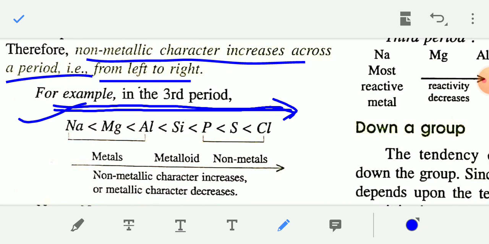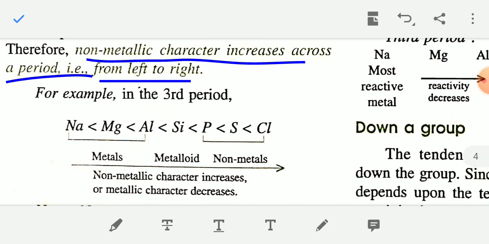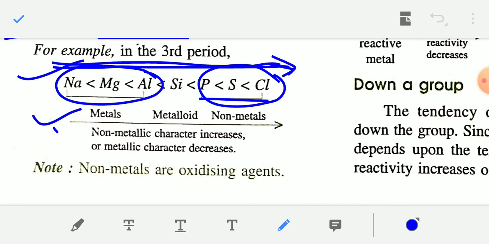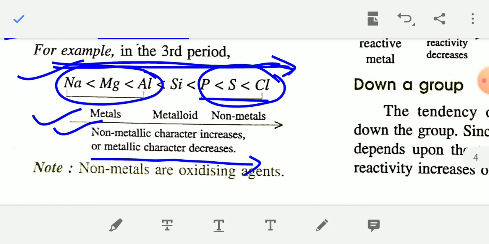So non-metallic character increases. Phosphorus, sulfur and chlorine are non-metals, and sodium, magnesium and aluminium are metals, and silicon is a metalloid. So from left to right across a period, metallic character decreases and non-metallic character increases.